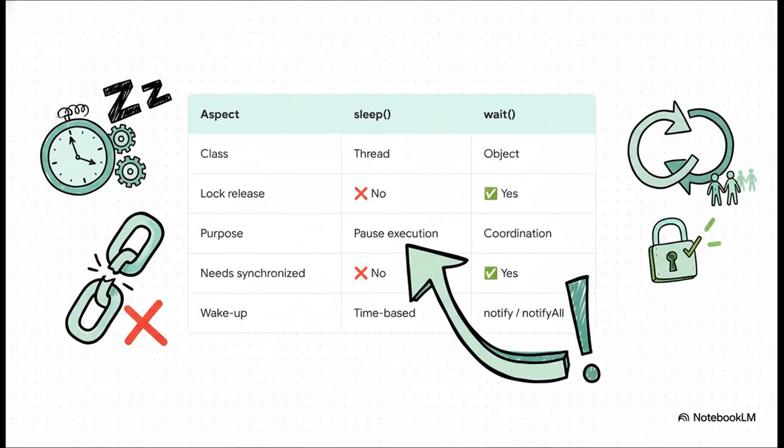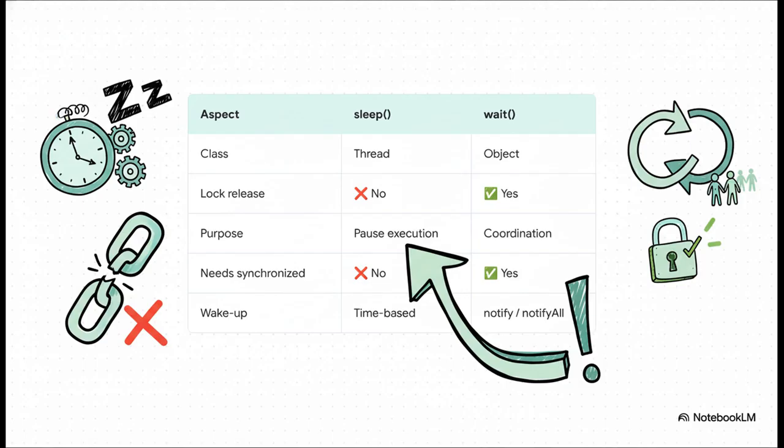But let's go deeper. First off, where do they live? Sleep is a static method on the Thread class itself. Wait, weirdly, is a method on the base Object class. We'll get to why in a sec. Also, you can call sleep anywhere, but wait, you have to call it from inside a synchronized block.